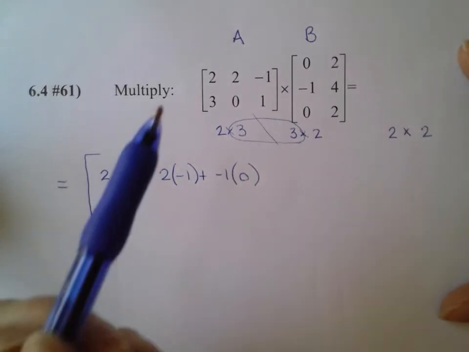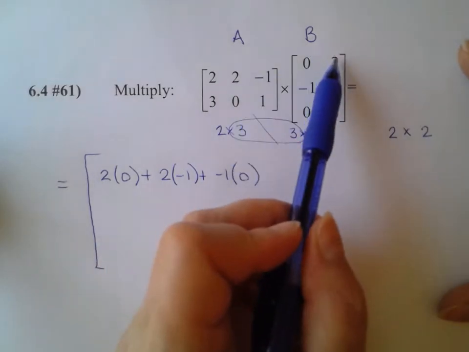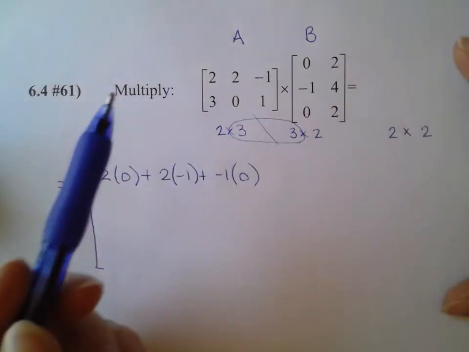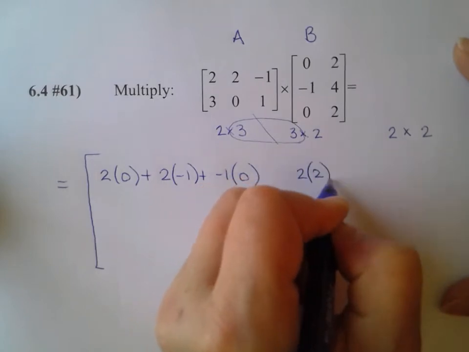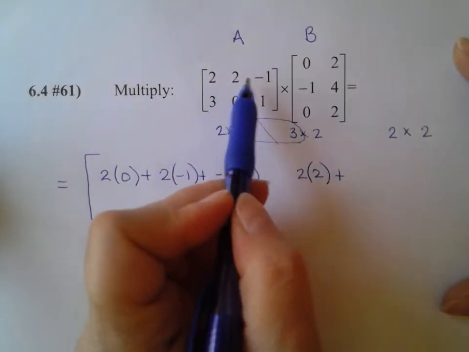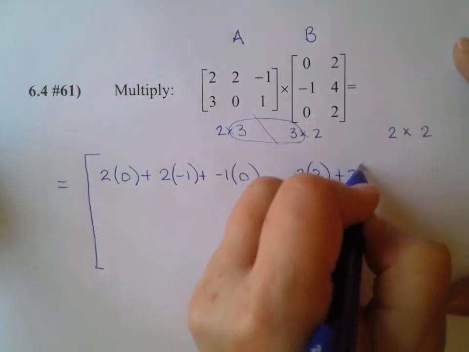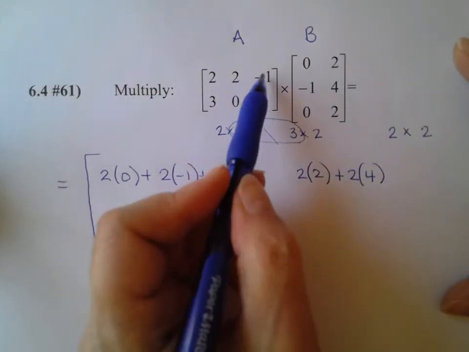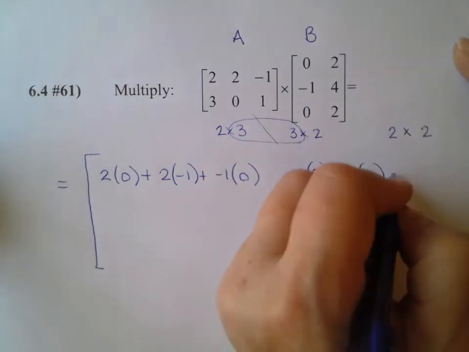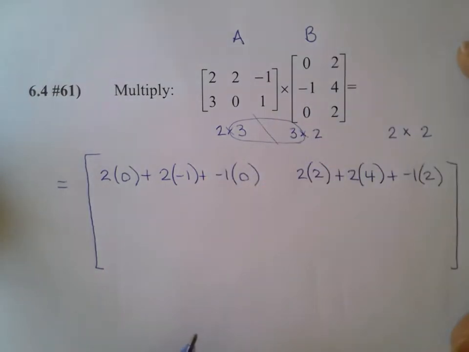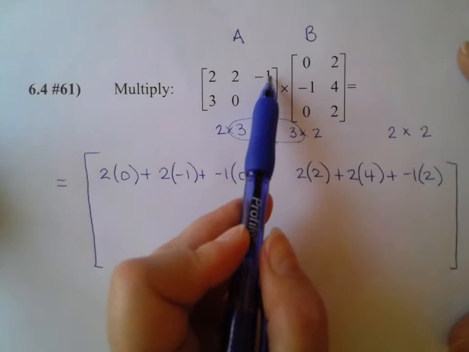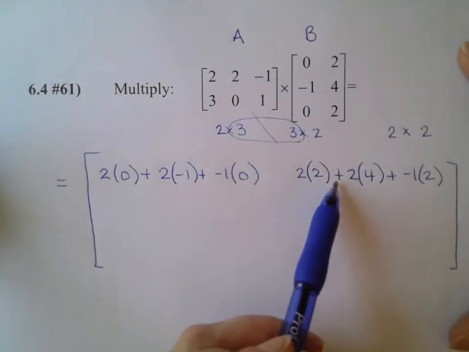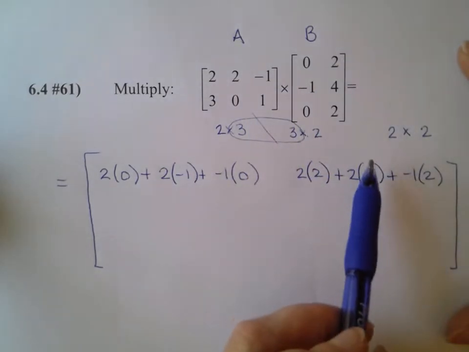Okay. Next, I'm going to multiply the first row by the second column. So I'm going to do the same thing. So 2 times 2 plus 2 times 4 plus -1 times 2. Okay, and notice I've multiplied the first row by the second column, and the result that I get is going to be in the first row, second column.